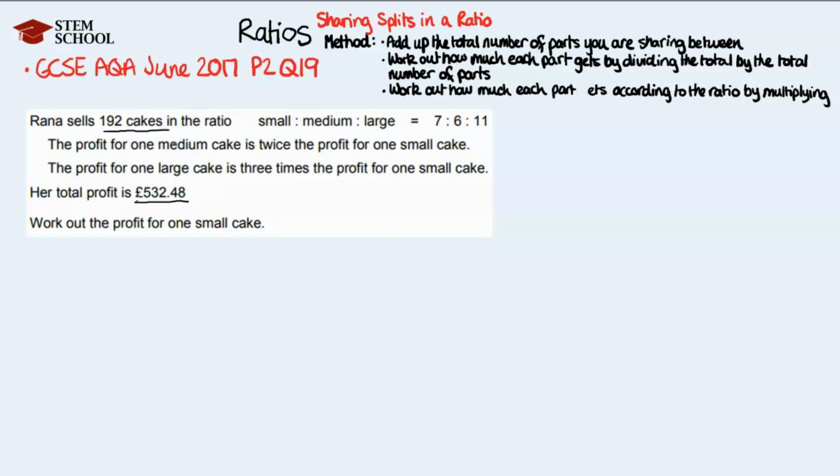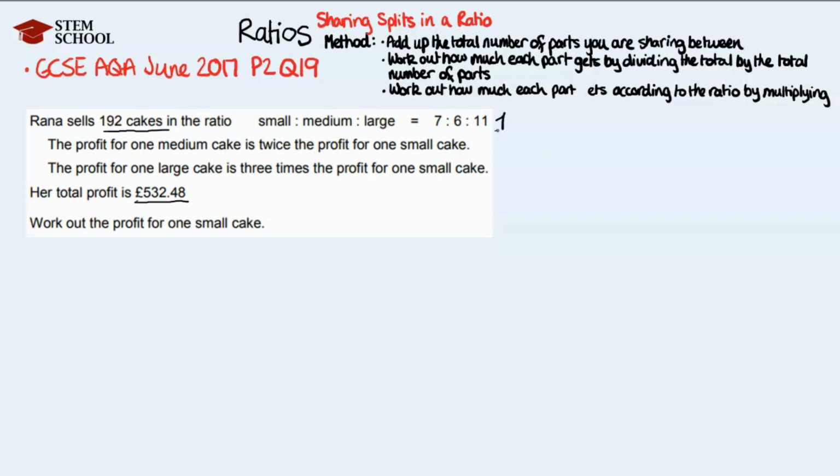So the first ratio that we've got here is the total number of cakes, so the split of the number of cakes for the different sizes we have. Then we're going to deal with another ratio, which is the profit for each of the different sizes of cake, okay? So the first thing that we're going to do is deal with the first ratio, which is the number of cakes. So we're going to find out how many of each cake there is.